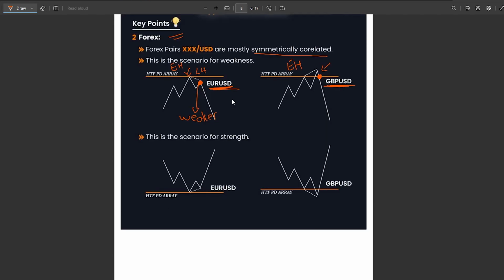Now let's look at an example of a strength scenario when Forex pairs are symmetrically correlated. Here you can see Euro USD was creating lower highs. However, GBP USD liquidity swept its equal lows. Here these were the equal lows. GBP USD swept it and closed back inside, giving signs of strength. Here you could either long Euro or GBP, but I usually like to long the pair that is lagging or hasn't swept the liquidity, which is Euro in this case.